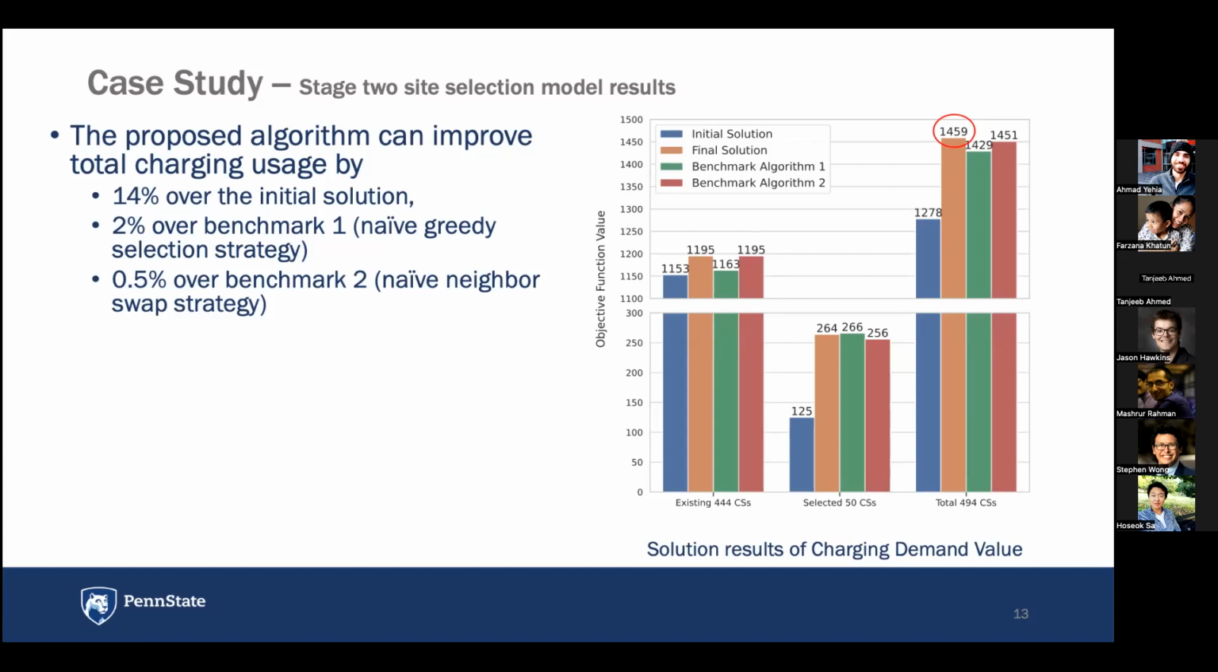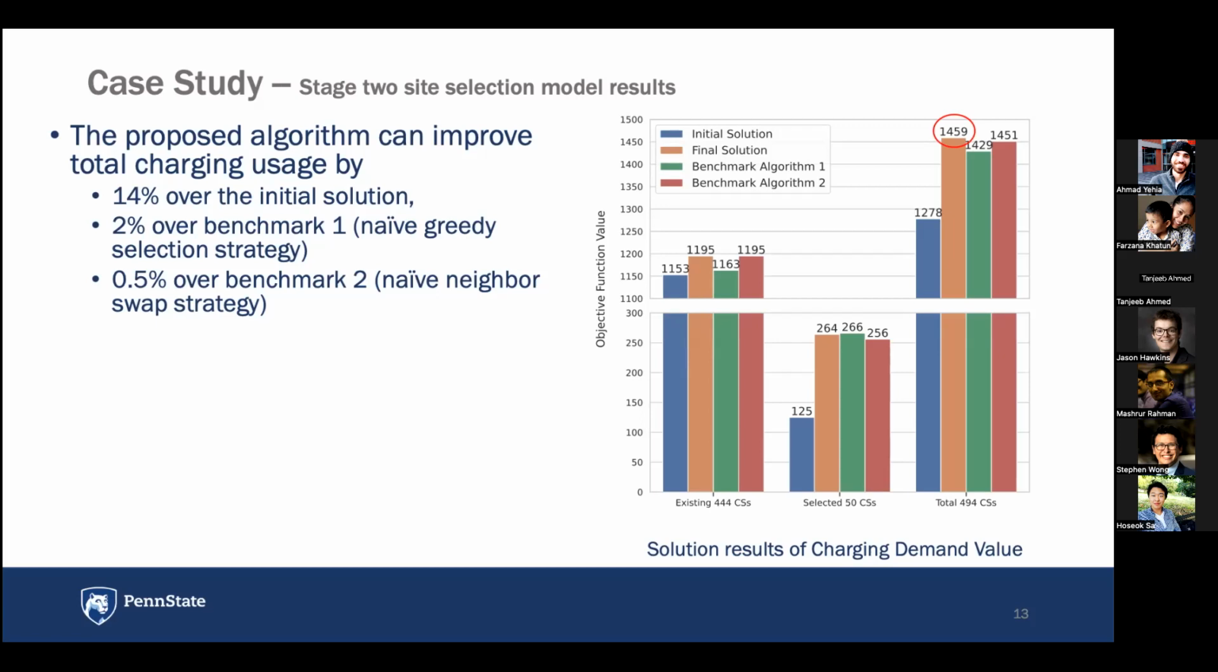The first benchmark is simply selecting the candidate locations with the highest predicted charging demand, which is named as naive greedy selection strategy. And the second benchmark algorithm updates the selection only from one adjacent area without the stochasticity from non-adjacent areas, which is named as naive neighbor swap strategy.